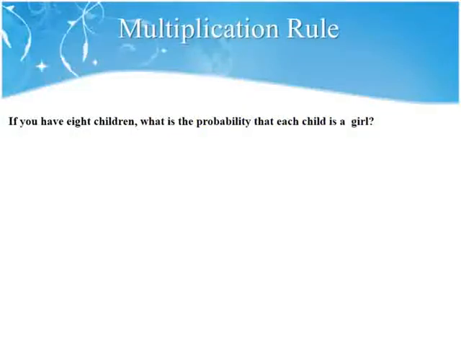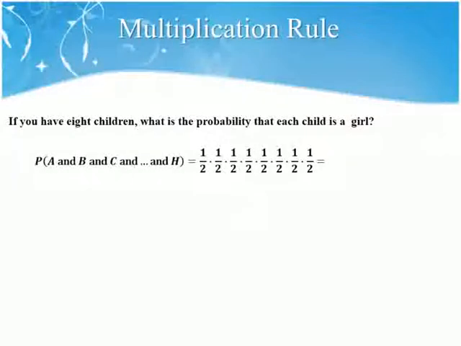If you have 8 children, what is the probability that each child is a girl? Well, consider each child to be a separate event. And note that having a child is independent from any previous children. So we consider several events, and we're talking about the probability of A occurring, and then B occurring, and then C occurring, and so on, 8 different events.